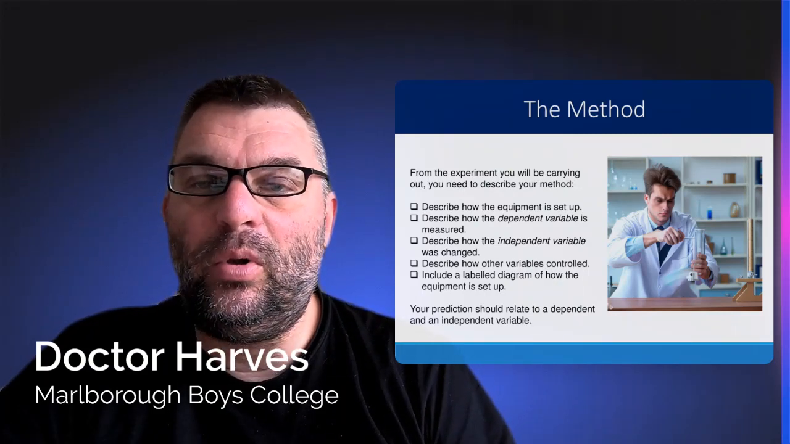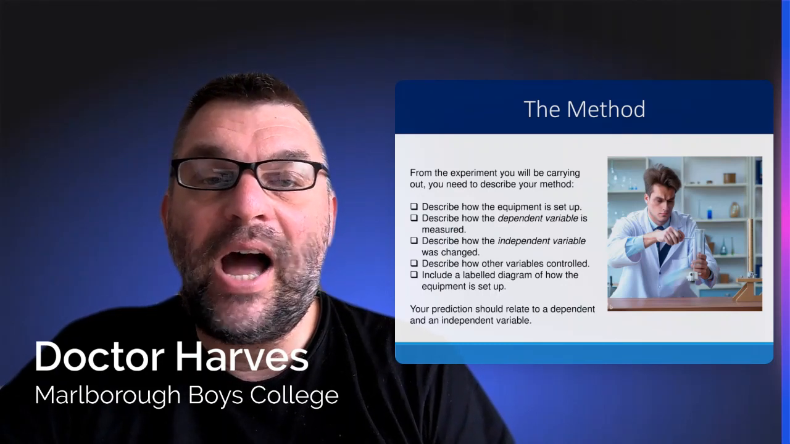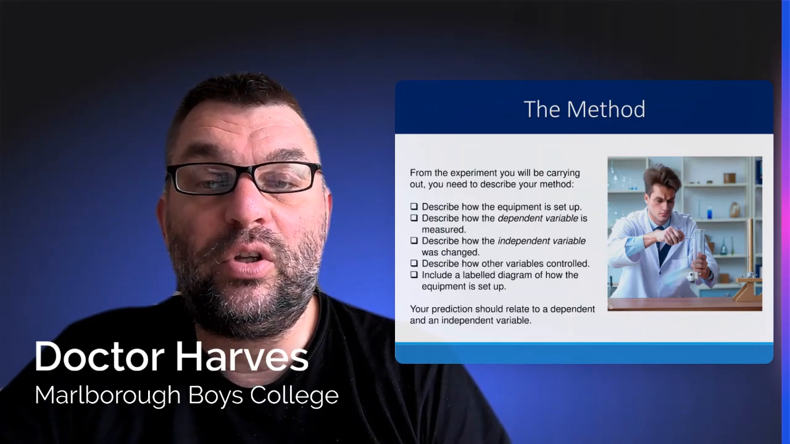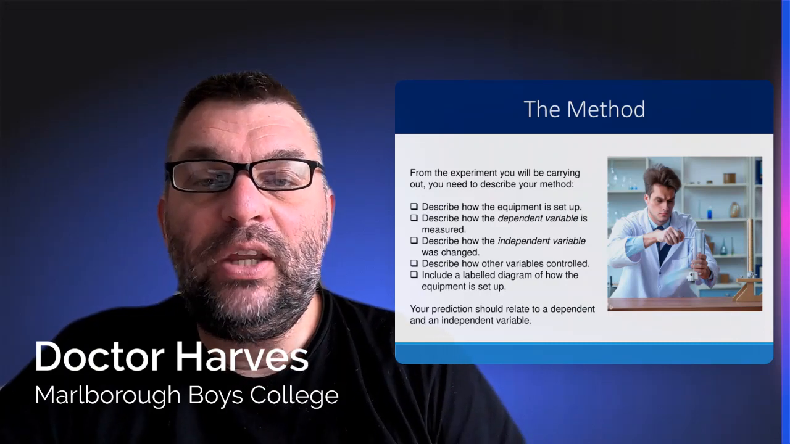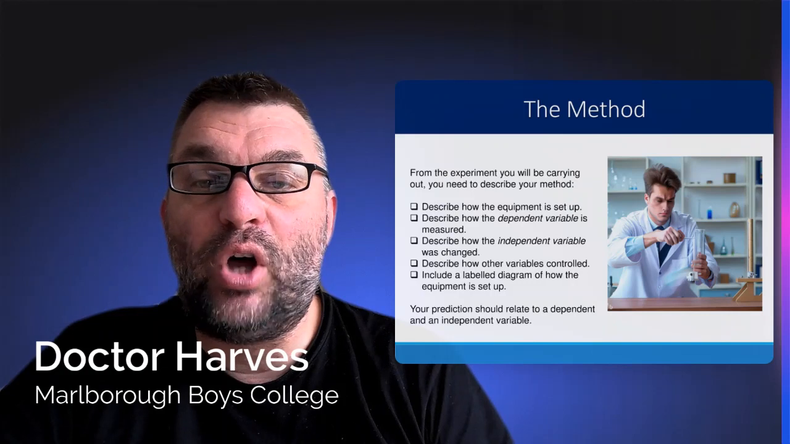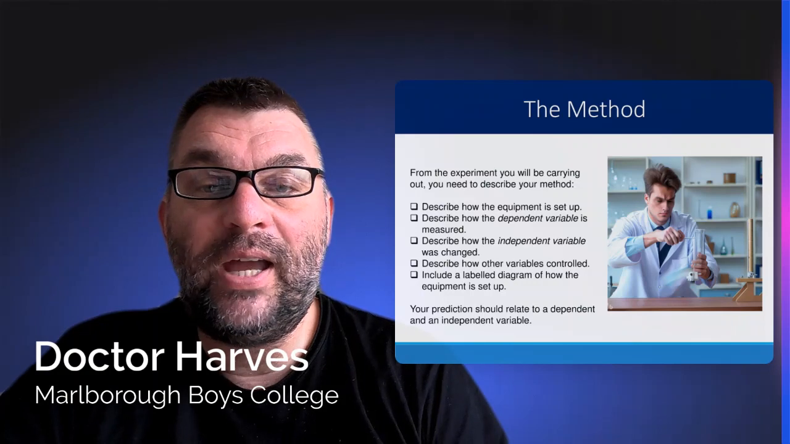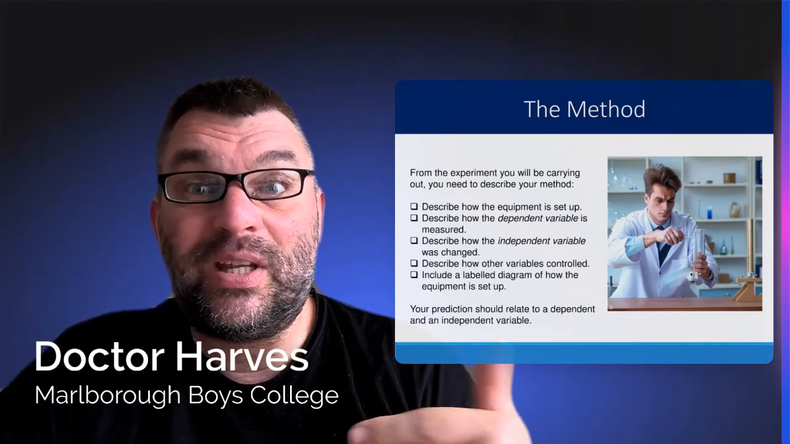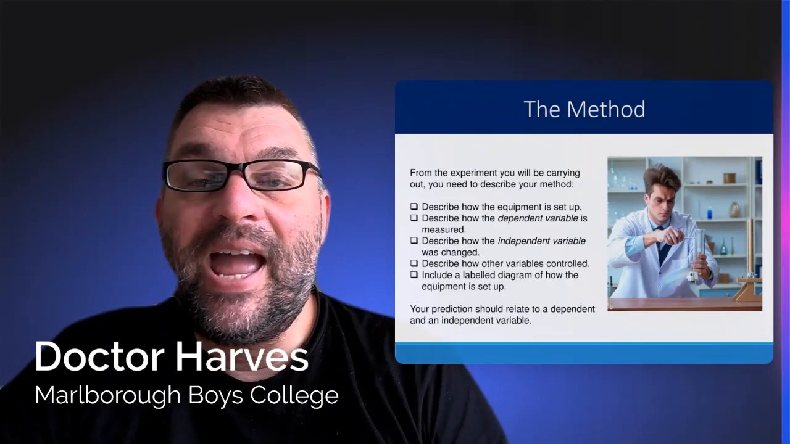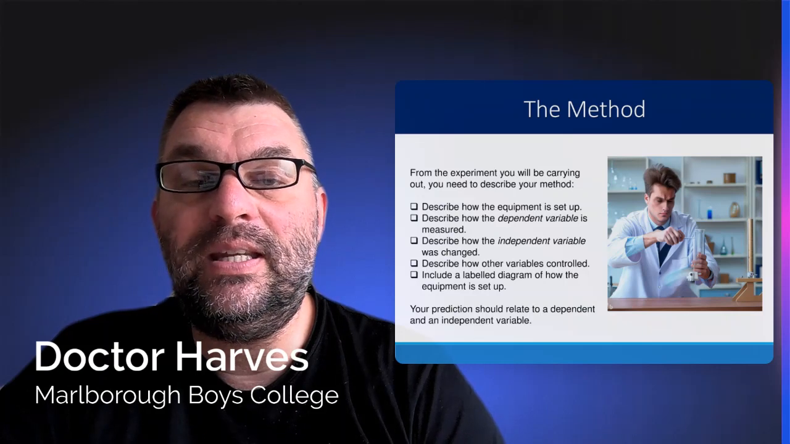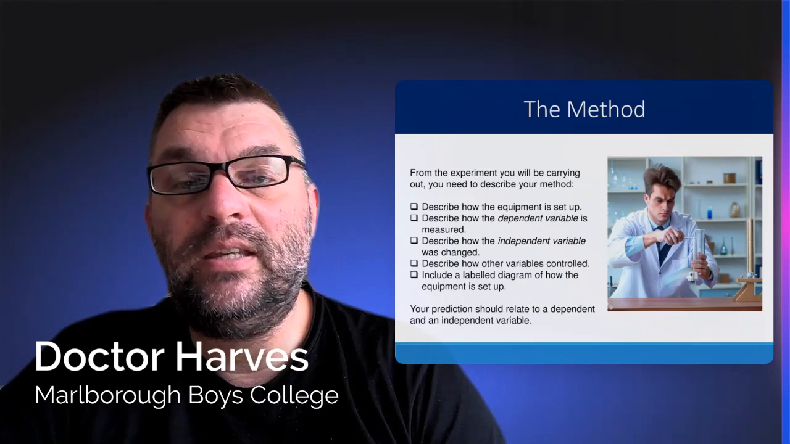Describe how the independent variable was changed. Okay, so how you went about changing your independent variable, and describing how other variables could be controlled. So you've got to consider what things you're going to keep the same. As I said previously, a good way of doing this is including a labeled diagram or a labeled photograph of how your equipment is set up when you do the experiment. Going back to the previous lesson, since we're discussing dependent and independent variables, the prediction that you created in the previous lesson has to relate to both the dependent and the independent variable. Okay, so if something changes, then something else changes.